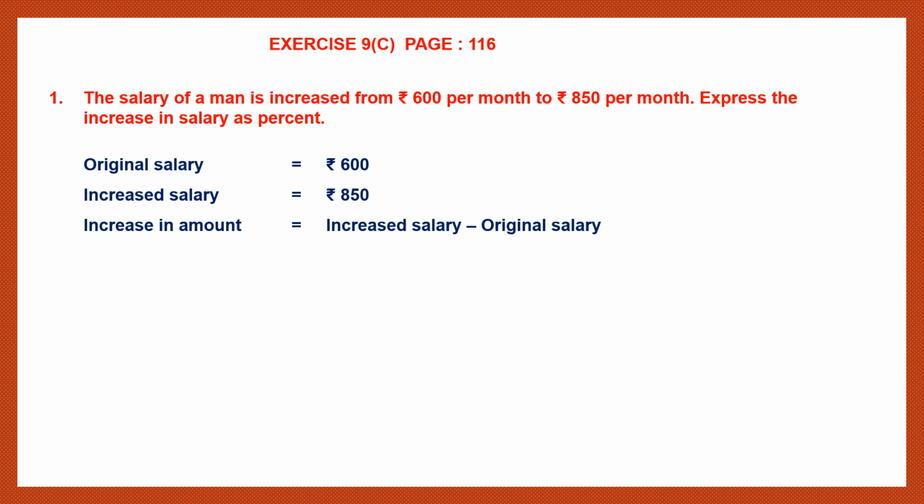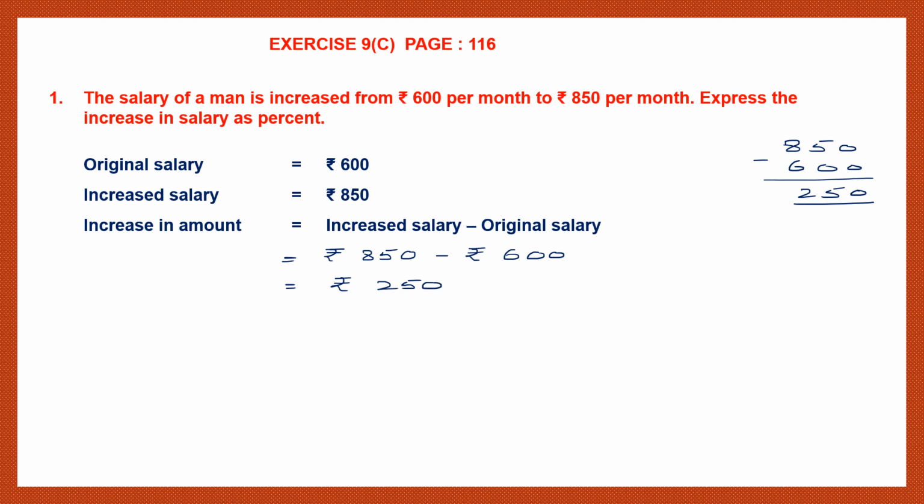So let's do that. The increased salary is 850 rupees, and this we're going to minus the original salary from this, that is 600 rupees. Because there is an increase in salary, we have put that first. So now let's subtract 850 minus 600. 0, 5, 8 minus 6 is 2, 250. That means the increase in amount is 250. So this much is the salary that has increased.